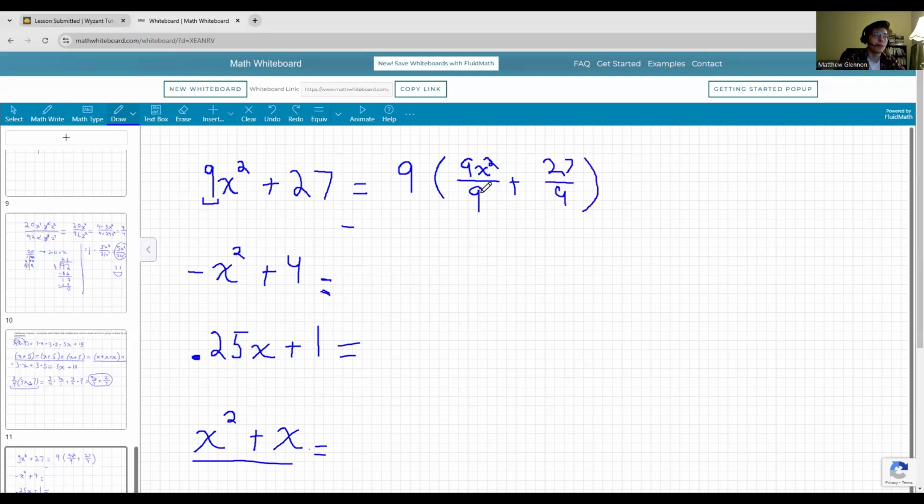Now, if we did all of this out, we know that 9 and 9, a number divided by itself, is going to cancel, keeping us with x squared. And then 27 divided by 9 is the same as 3, meaning our final answer, or our simplified pre-distributed answer, is going to be 9 groups of x squared plus 3.